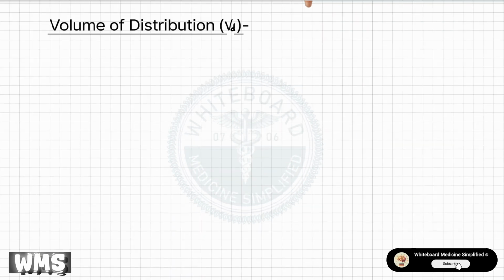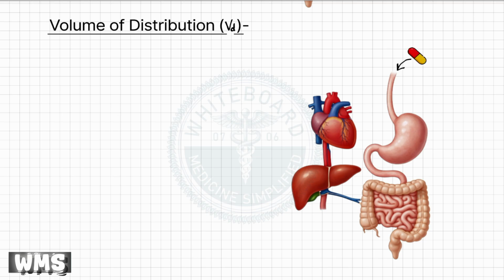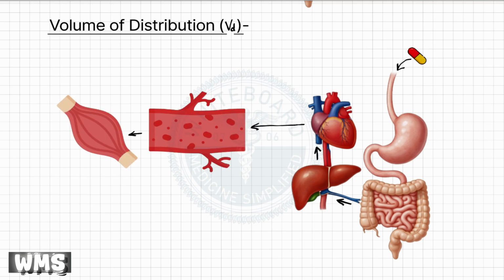The next is volume of distribution, which describes how a drug spreads within the body after it enters the bloodstream. When we give a medicine by the oral route, it is first absorbed from the GI system and then it enters the blood. Once the drug reaches the blood, two main things can happen. On one hand, some drugs stay mostly within the blood and do not enter the tissues to a large extent.